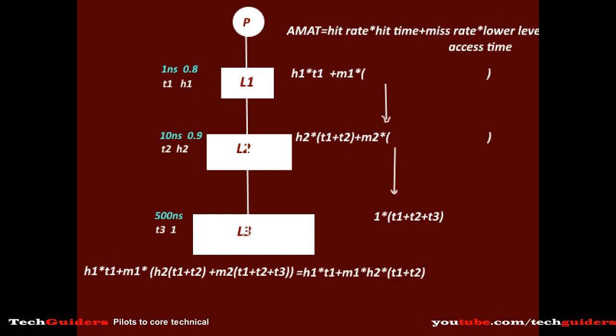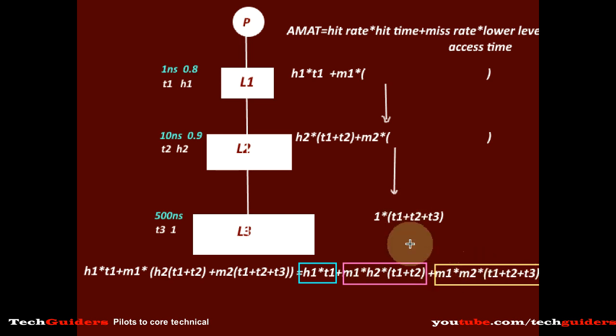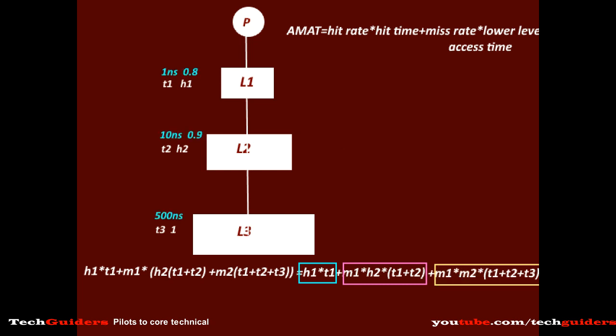Distributing, we get H1 T1 plus M1 H2 into (T1 plus T2) plus M1 M2 into (T1 plus T2 plus T3). We can either directly substitute or we can further simplify it to make the calculations easier. Distributing, we get H1 T1 plus M1 H2 T1 plus M1 H2 T2 plus M1 M2 T1 plus M1 M2 T2 plus M1 M2 T3.